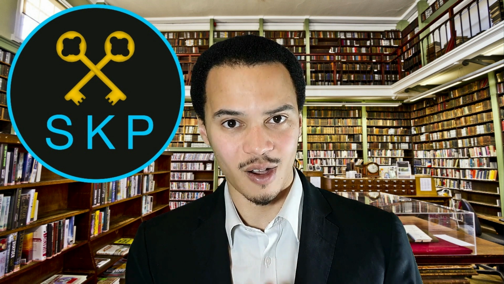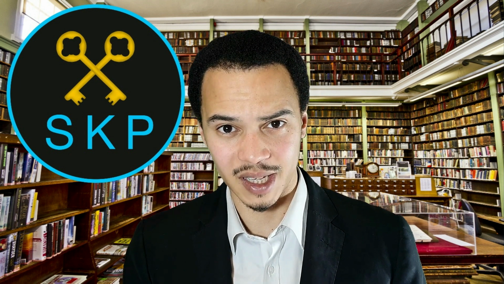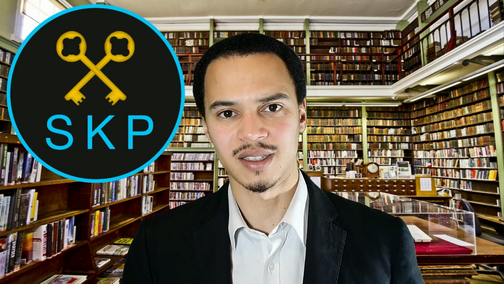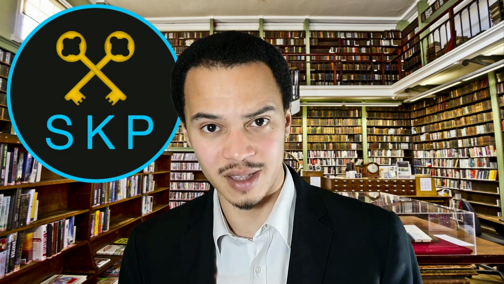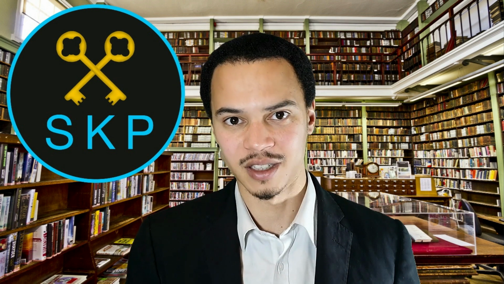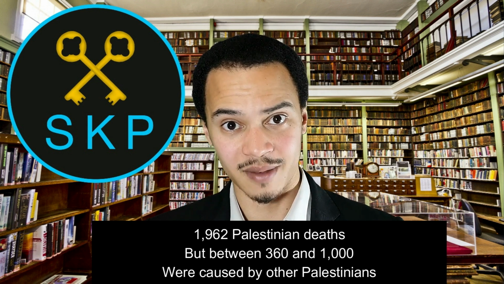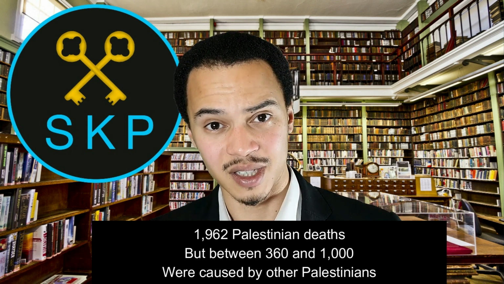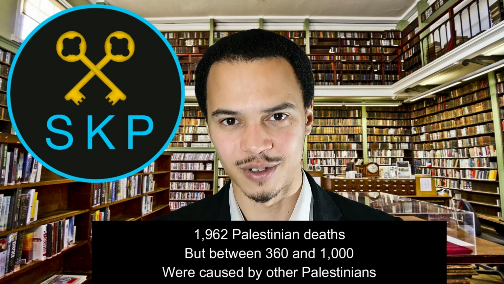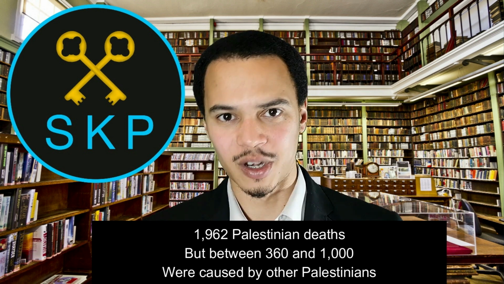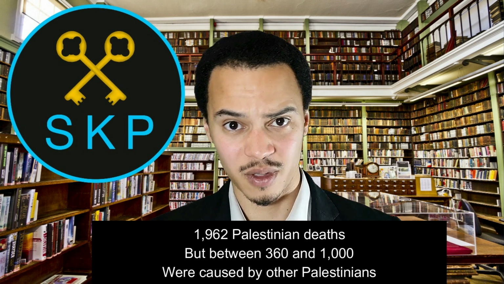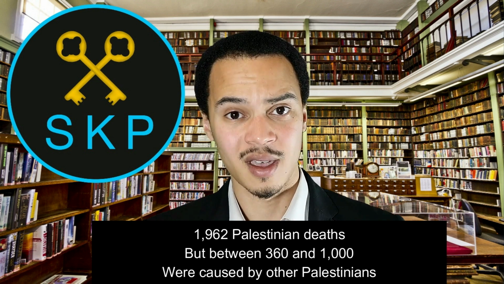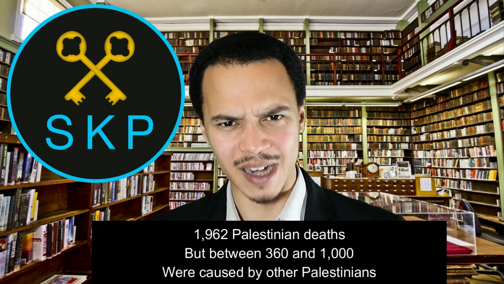Although, what's complicated with regard to this is that of the 2,000 Palestinians that ended up being killed, there's a huge debate as to how many of them were killed by Israelis and how many of them were killed by other Palestinians. At the low end of it, there's 360 of them who were killed by other Palestinians, and on the high end, it's 1,000 of them. So potentially, you could have had a situation where almost half of the people who end up being killed in this were killed by other Palestinians.